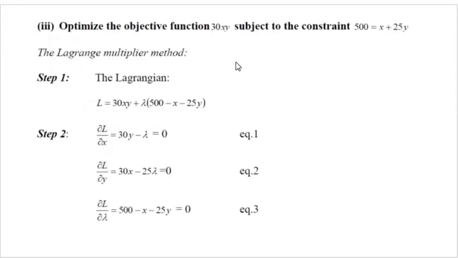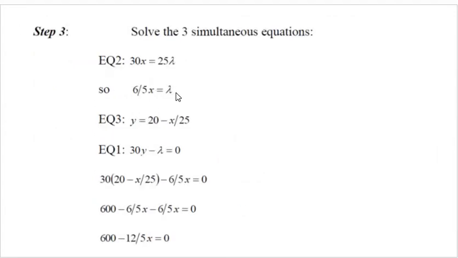So another example, optimize the function 30xy subject to the constraint 500 equal to x plus 25y. First formulate the Lagrange function, find the first order partial derivatives and equate them to 0.